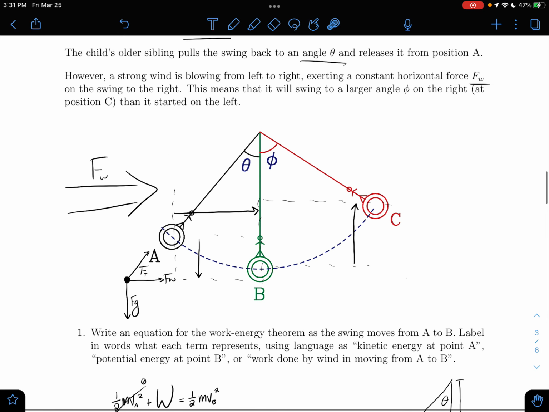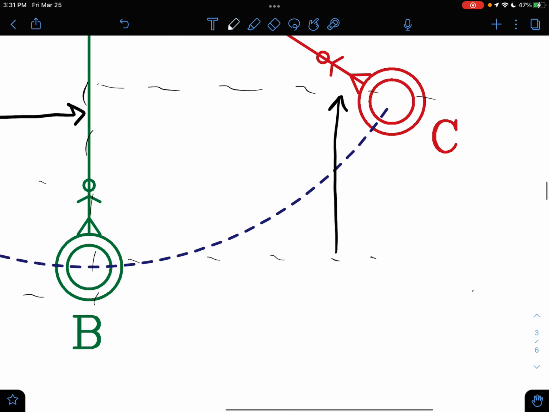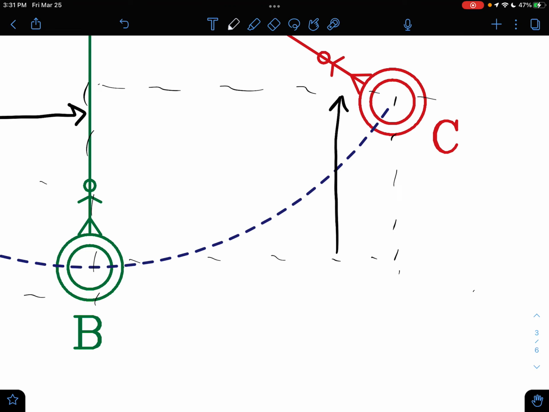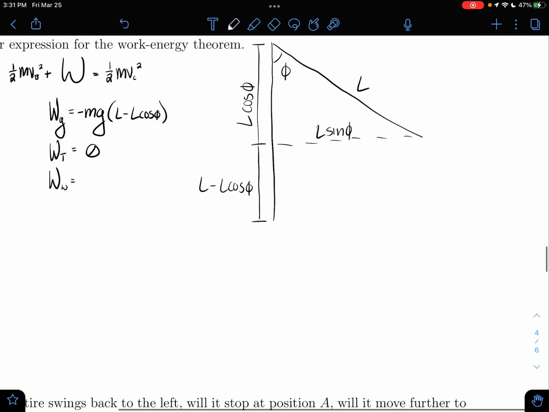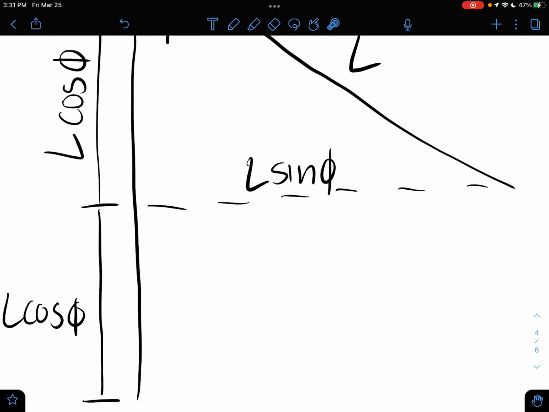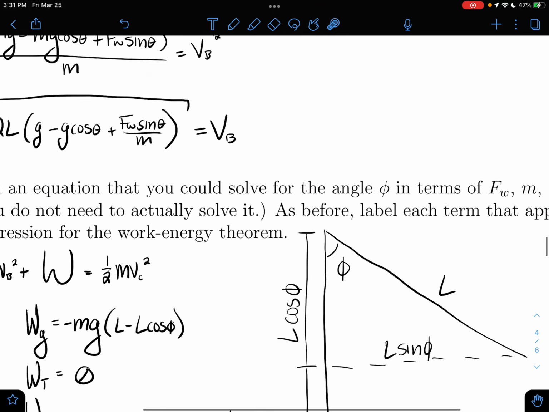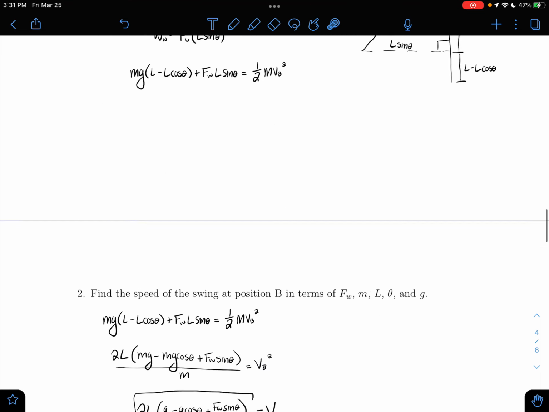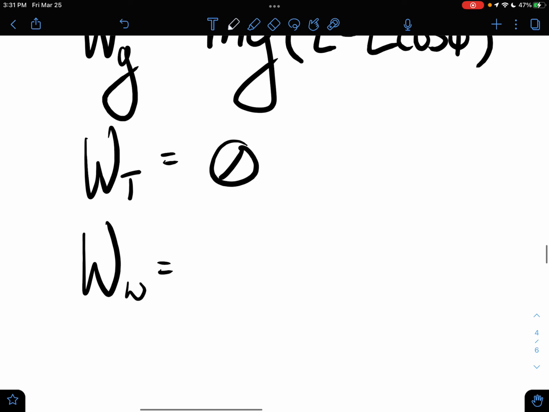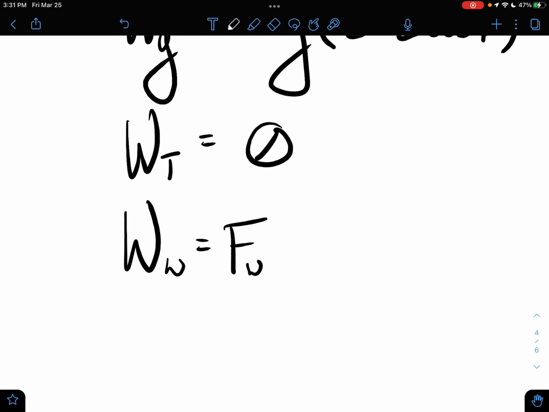All right, now our work done by the wind. Same kind of thing that we said before. Our wind is going horizontal, so let's get our x displacement. So if I'm here, I'm going like that. There's our x displacement. Let's solve for that with our triangle, which we already did. We have our L sine phi there. The wind is blowing to the right, this is our wind over here, and our displacement is also to the right, meaning we still have positive work done from the wind. So that's going to be force from the wind times L sine phi.